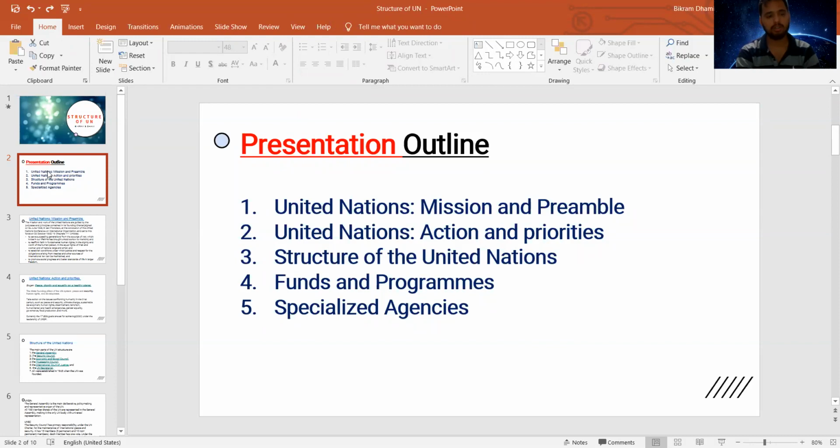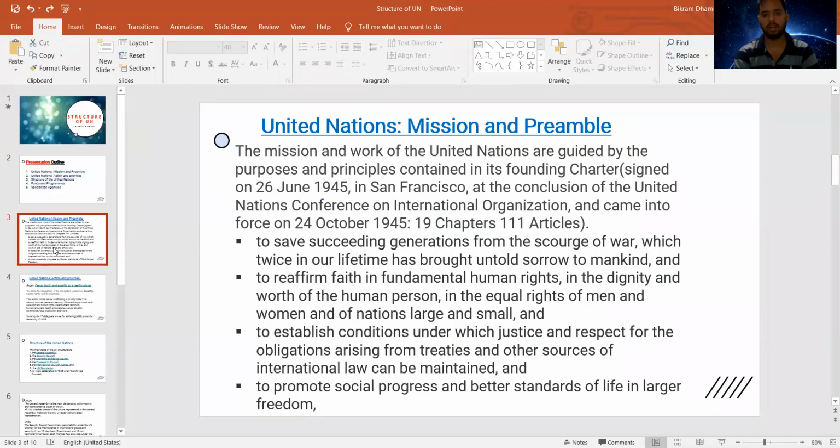It is just a 20 to 25-minute presentation, so we will go in brief. We can go into detail in this presentation. Okay, in the first slide, we will see about the mission and the preamble of the United Nations Charter.